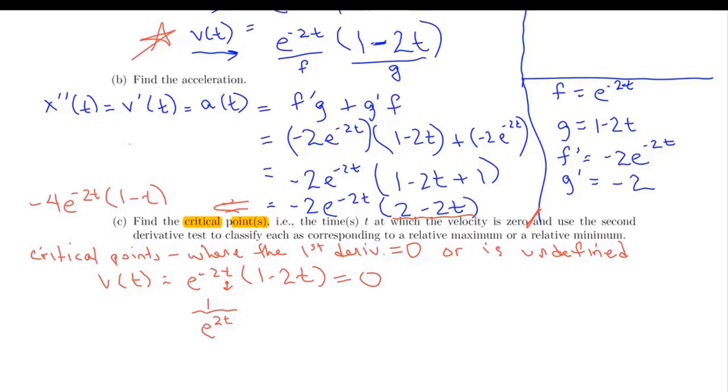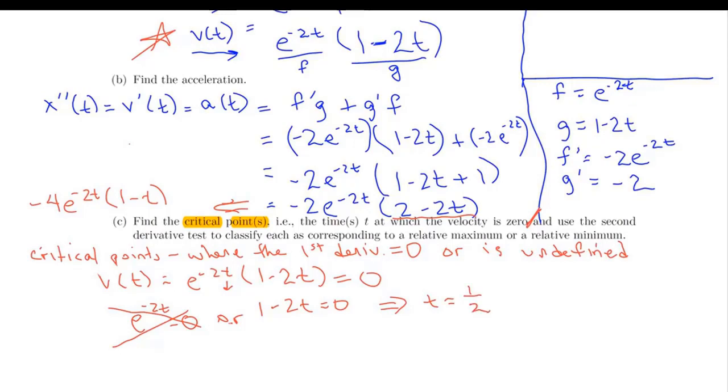Now, the bigger the denominator gets, the smaller the fraction gets. The only way to get 0 when I have a fraction is if the numerator is 0, because 0 divided by anything is 0. We don't have to worry about that. That can never equal 0. e to the minus 2t equals 0, or 1 minus 2t equals 0. This can never happen. Therefore, I get my critical point is t equals 1/2.